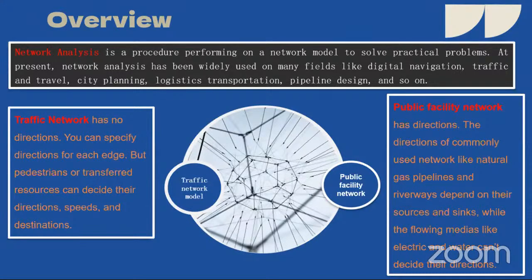As explained here, the direction is commonly fixed in networks like natural gas pipelines and railways, where we already decide that it has a direction. While for these traffic networks, we cannot specify the direction of pedestrian or transport resources, as it will be decided by the pedestrian themselves: where they want to go, the direction, the speed, and the destination.